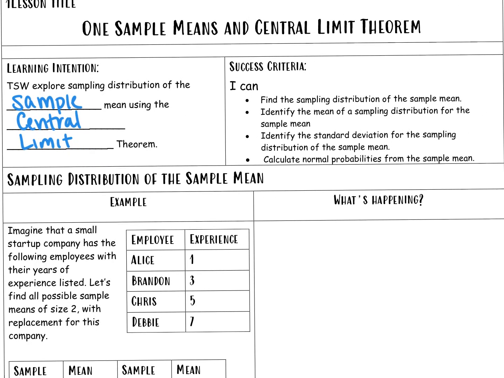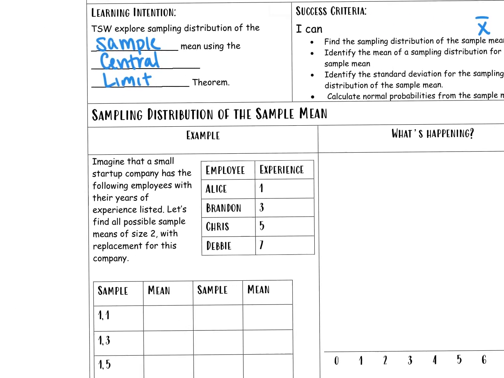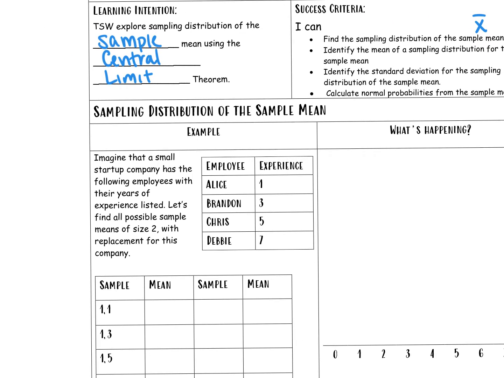We'll cover that again. But here you should be able to find the sampling distribution of the sample mean, which again is referred to as x bar. Identify the mean of a sampling distribution for the sample mean. Identify the standard deviation for the sampling distribution of the sample mean, and calculate the normal probabilities from the sample mean. So let's introduce this with an example.